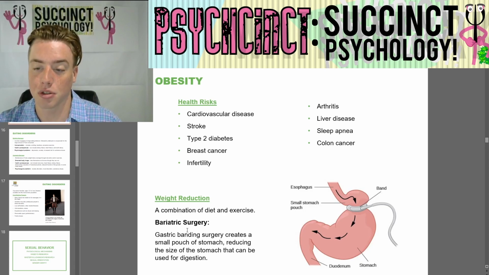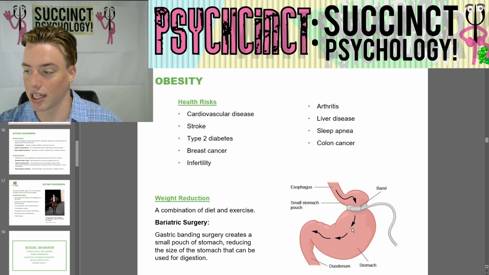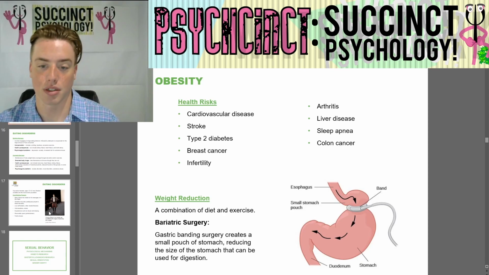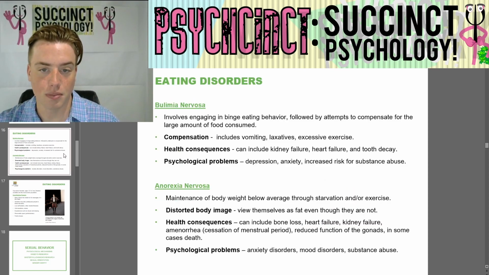Now, bariatric surgery is a gastric banding surgery, creates a small pouch of stomach, reducing the size of the stomach that can be used for digestion. So here you go, you have your esophagus leading down to your stomach, they put a band right around here, create a small stomach pouch so that you can't hold as much food in your actual stomach, so then you can't eat as much and hopefully lower your weight.